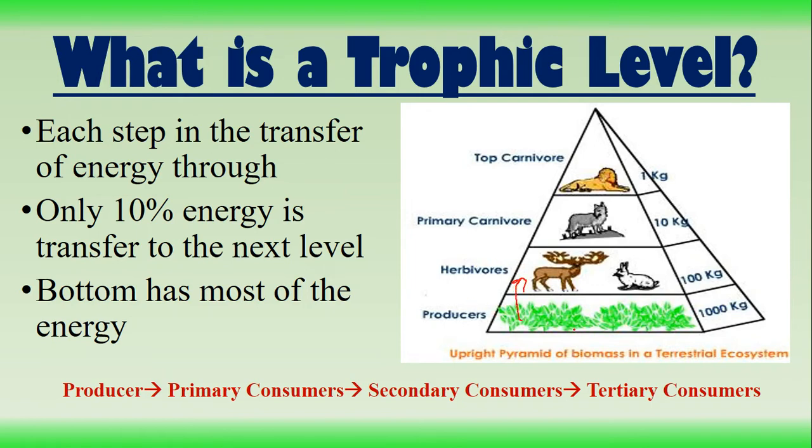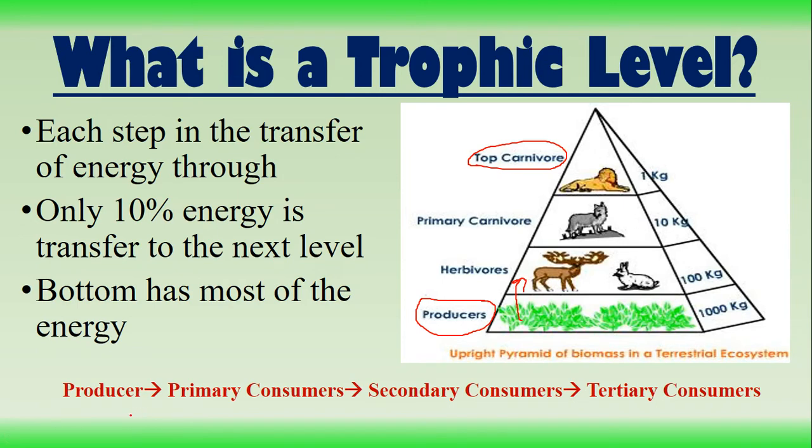The thing is, only 10% of the energy is transferred between each animal. Most of it's lost to heat. So producers have the most energy in them, while carnivores would not have a lot of energy in them from the food they eat.